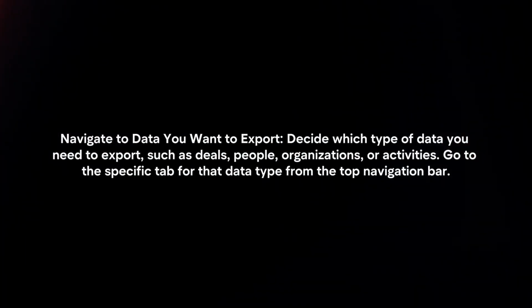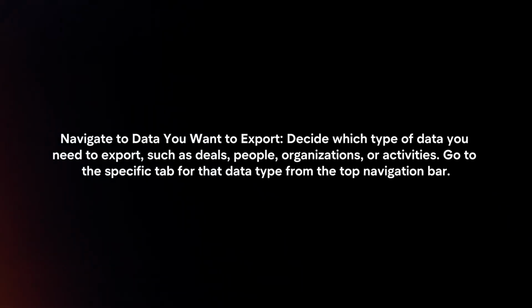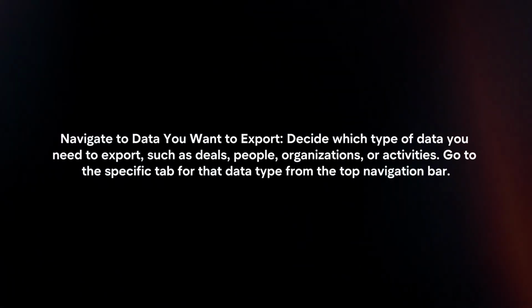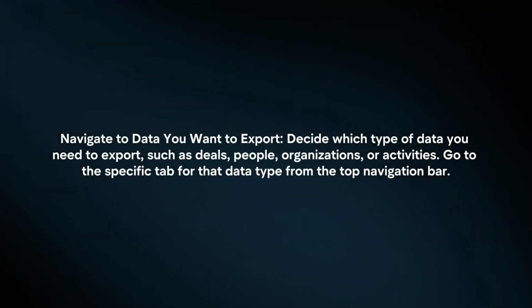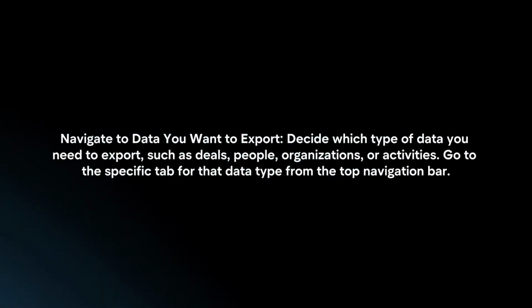Navigate to data you want to export. Decide which type of data you need to export, such as deals, people, organizations, or activities. Go to the specific tab for the data type from the top navigation bar.